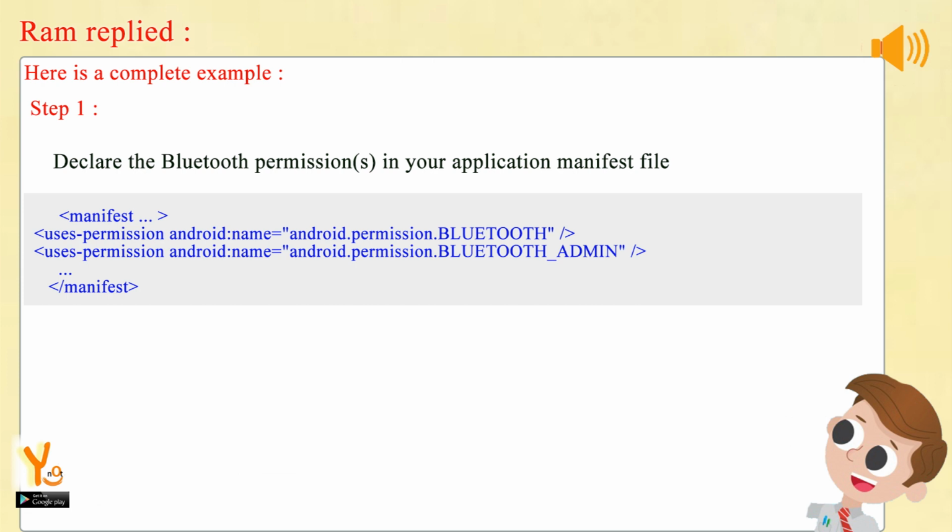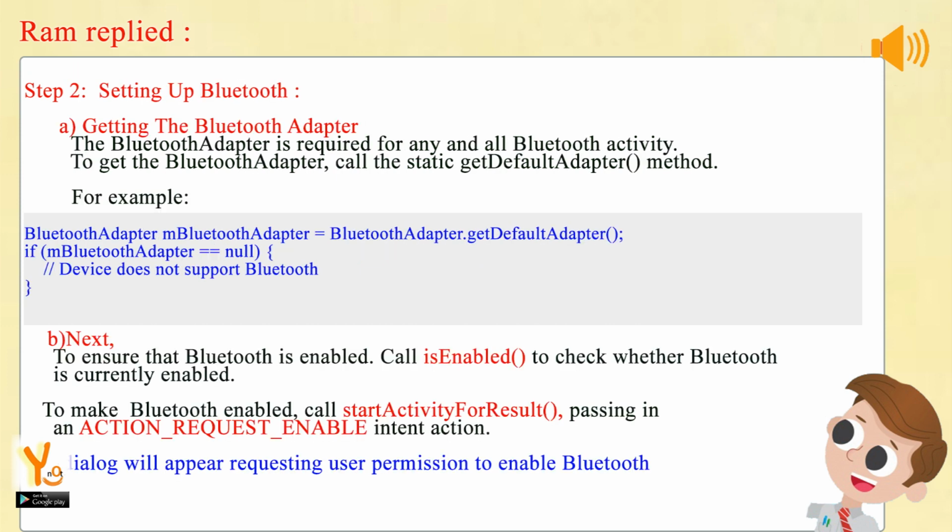Here is a complete example. Step 1. Declare Bluetooth permission in your application manifest. Example given below. Step 2. Setting up Bluetooth. First, getting the Bluetooth adapter.